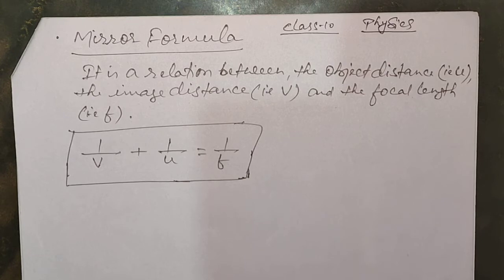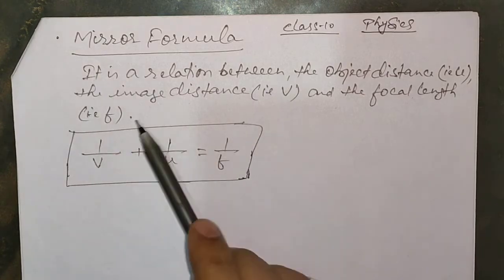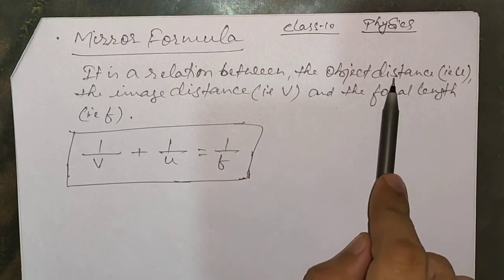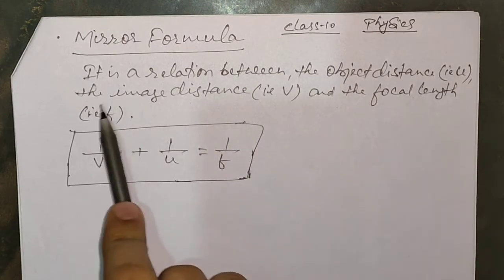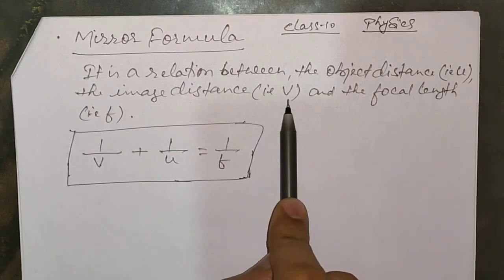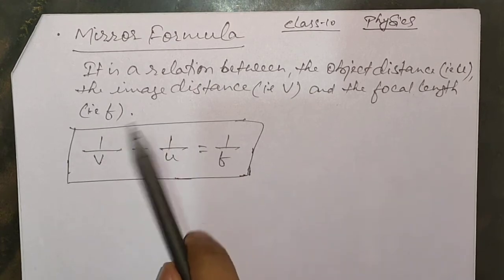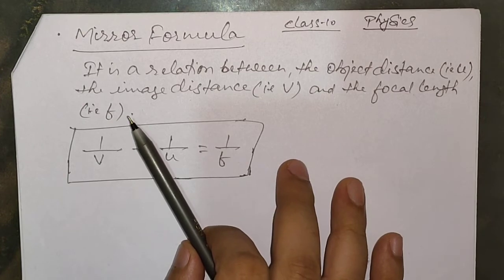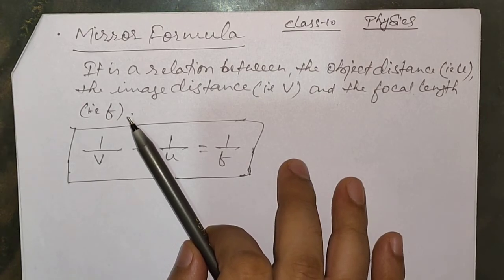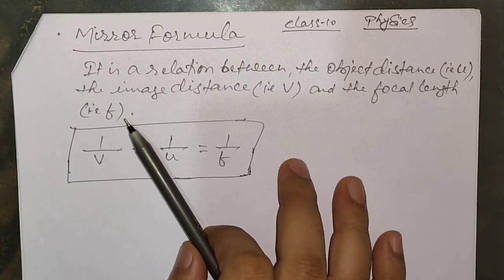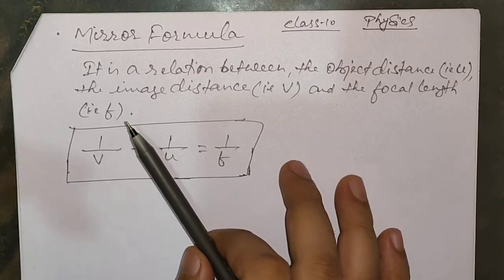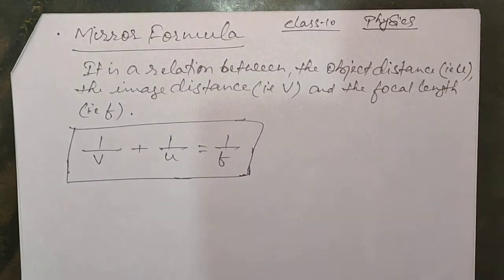All of you can see that I have written here mirror formula. First of all, let us understand what the mirror formula is. It is a relation between the object distance, that is u, the image distance, that is v, and the focal length. Before going through this topic, you must be aware of the sign convention for spherical mirrors, like what sign convention we are going to use, because that is very important.